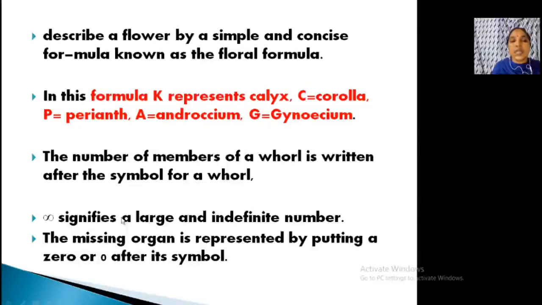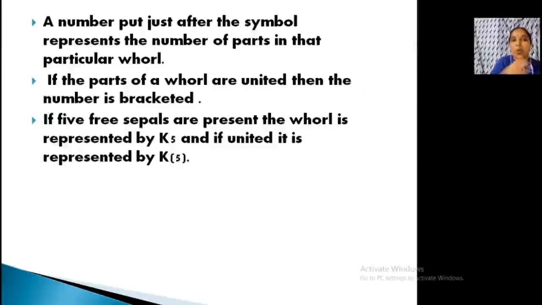Then you see this infinity symbol. What does it signify? Uncountable, an indefinite number of stamens or other parts. If some part is missing, for example a flower having no corolla, how will you write it? As 0 after the symbol, C0. If no stamen, A0. So you can represent the parts in a simple formula, the floral formula, in which each part is represented by a particular letter: K for calyx, C for corolla, A for androecium and G for gynoecium. A number is put after the symbol.